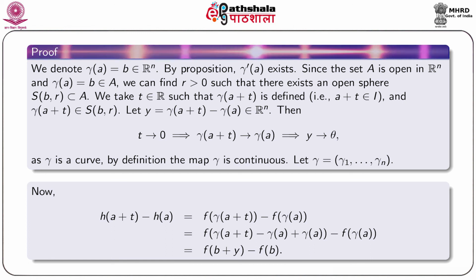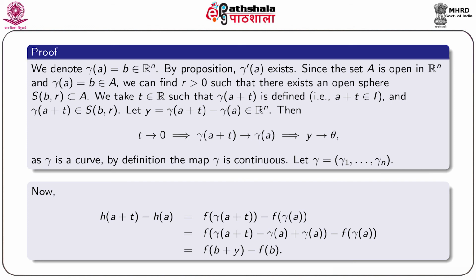We start the proof. Let us first denote gamma A equal to B. So, B is a point in Rn. By proposition, gamma dash A exists. As the set A is open in Rn and B is a member of the set A, we can find positive R such that the open sphere SBR with center at B and radius R entirely lies within A.